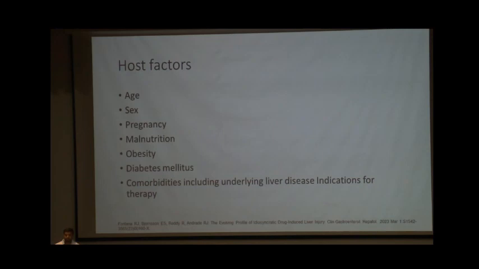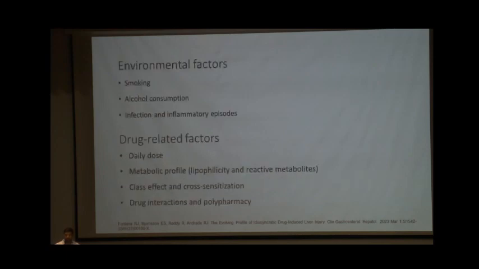Females are more at risk of developing drug-induced liver injury. In pregnancy, it behaves like a 30% rule: 30% are at risk, 30% remain stable, and 30% develop severe DILI. Malnutrition, of course, is a risk factor, as are obesity, diabetes, and comorbidities. Environmental factors include smoking, alcohol consumption, and infections. Drug-related factors are the dose, metabolic profile, class effect, and cross-sensitization.